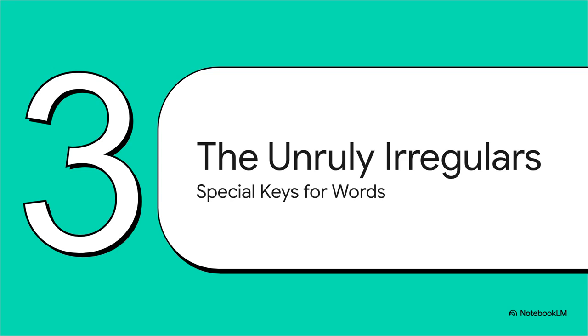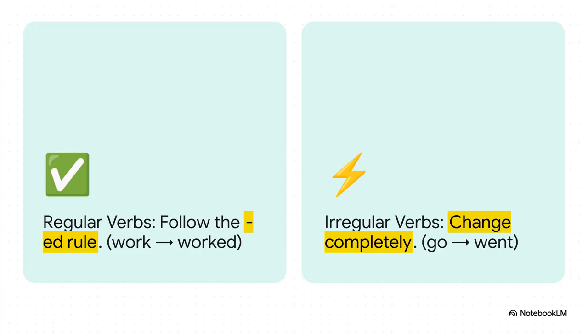But you knew this was coming, right? English loves its exceptions. But don't worry, don't think of these as difficult. Instead, think of them like special secret keys that unlock some of the most common words we use every single day. So here's the difference in a nutshell. Regular verbs, totally predictable. You just add ed. But the irregular verbs, well, they do their own thing. They transform into a whole new word.